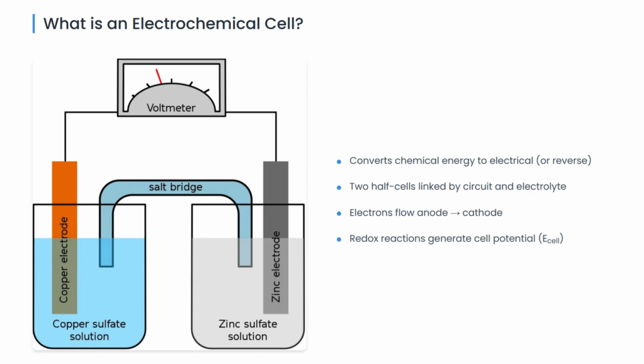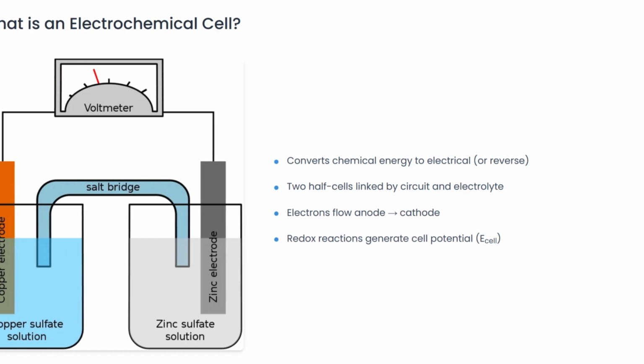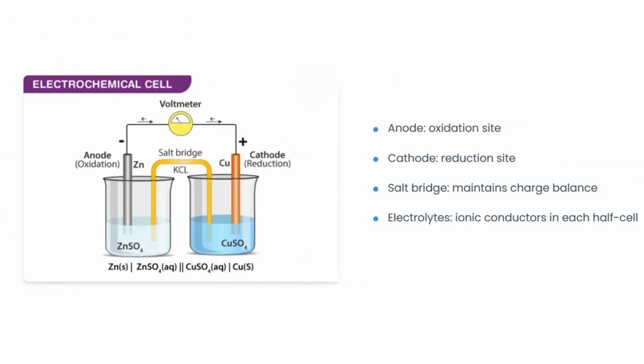Now, let's get a closer look at the components overview. Here we have a detailed schematic of an electrochemical cell. We see the voltmeter at the top. On one side, we have the anode, which is where oxidation occurs, made of zinc, immersed in zinc sulfate solution. On the other side, we have the cathode, where reduction occurs, made of copper, immersed in copper sulfate solution. The two solutions are connected by a salt bridge, which often contains a salt like potassium chloride.